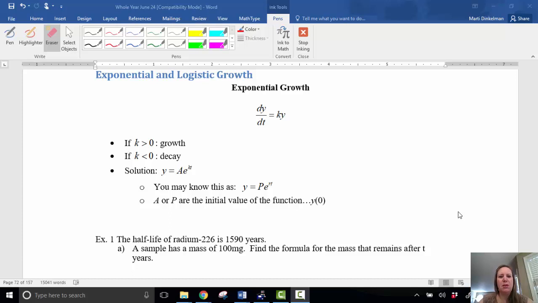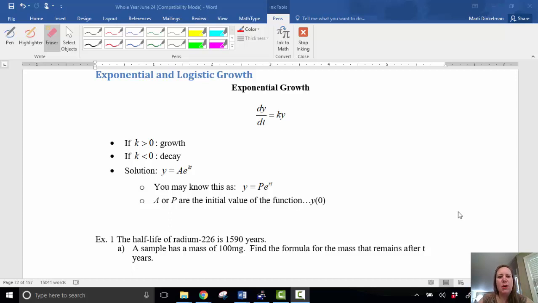Now, exponential growth is something you've done before, and we did a little bit last year in AB. Logistic growth is going to be a new topic for BC. So just as a recap for exponential growth, I don't know how much you remember about this. It's generally something we think about at the end of the year.